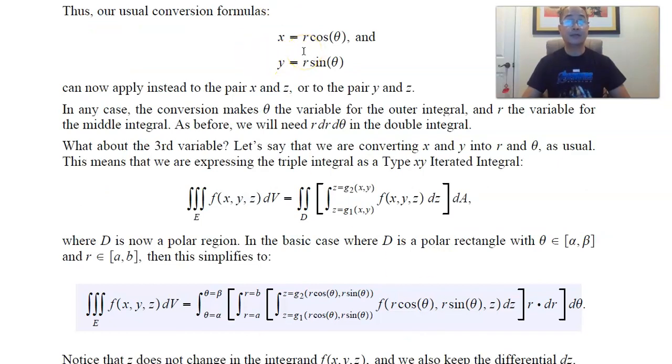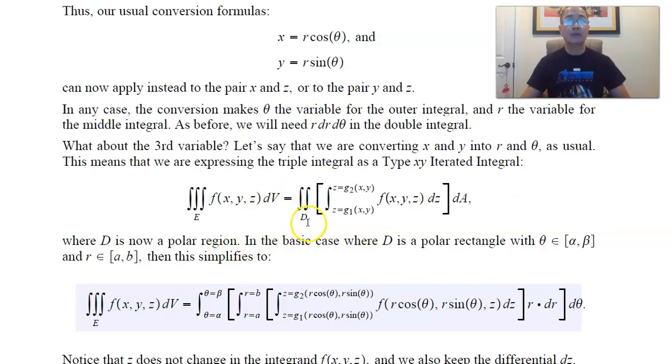Okay, so let's continue with this conversion. How will that affect the triple integral? Okay, so as usual, we will have a double integral outside, and that dA will of course be dx dy, and our inner integral is in z. Okay, so this is the type xy setup. You have a surface below and a surface above. All right, what is going to happen to this triple integral?